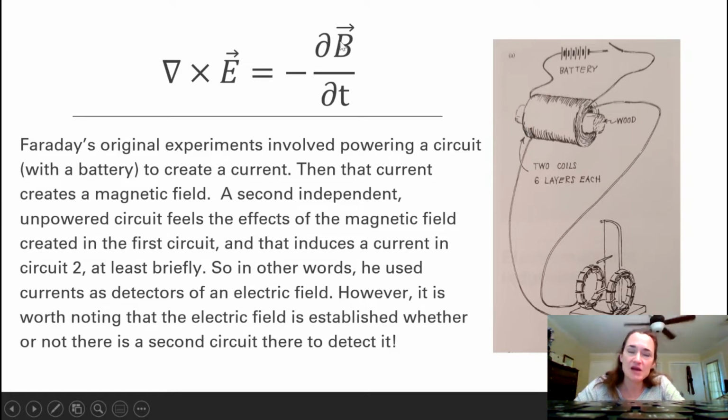When it varied in time, that magnetic field induced an electric field, okay? It induced an electric field. That electric field created a current in the secondary coil, which he detected, okay? So he was using his currents as little electric field detectors, basically, all right?